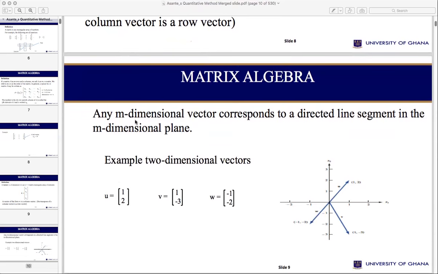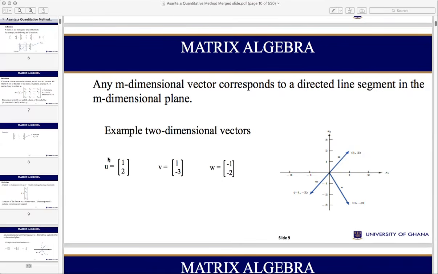Any m dimension. So what is m? A row. They say any m dimension vector corresponds to a direction. Meaning that whatever I say, you can plug it here. So you can see 1, 2. There it is, they plugged it here. And then you have 1, -3. So meaning that whatever you do on a matrix, you can plug it on a graph. That's what they basically mean.